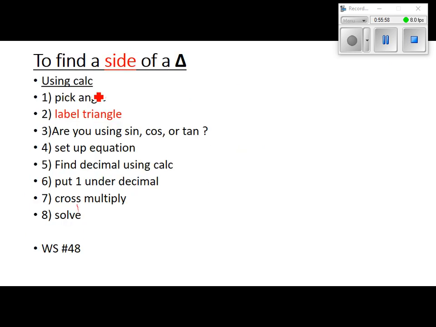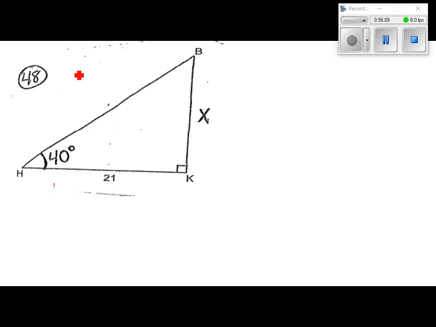To find the side of a triangle, you're doing the exact same thing. On 48, go ahead and go to the next slide. On 48, I'm going to explain how to do this. First of all, you got to pick an angle. Which angle do you think we're going to deal with here? H. 40. You're right, H. The 40-degree angle, right? So put the arc in the 40-degree angle. And then you're going to label the triangle. What's the X get labeled?